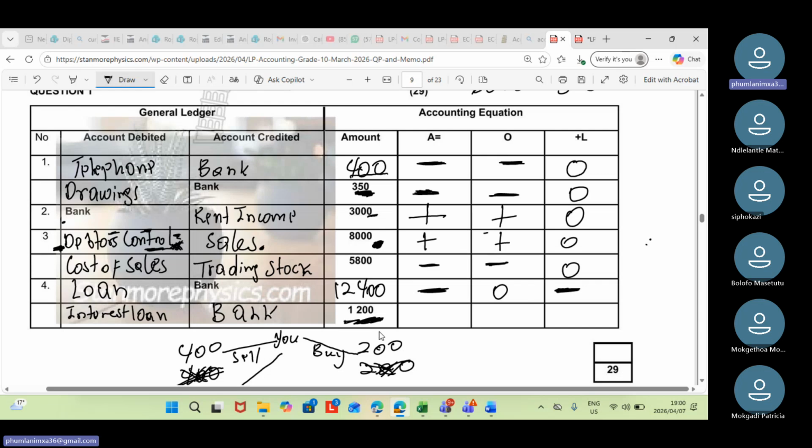On the accounting equation, what will happen to assets? Assets are decreasing again because bank is decreasing. Owner's equity, we are paying an expense, guys, interest on loan. Whenever we're paying an expense or incurring an expense, owner's equity will decrease and there is no impact on liabilities.